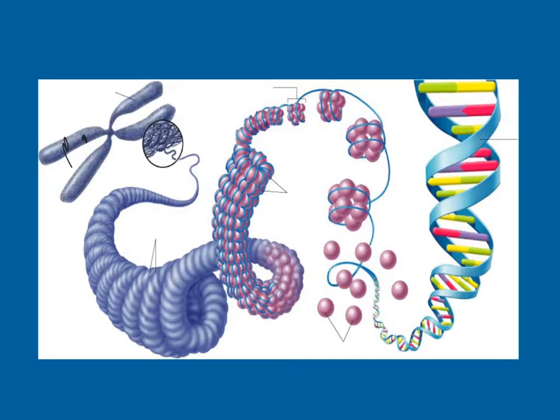The thread-like structure is called chromatin, or you also hear it referred to as chromatin, is the thread-like structure with DNA wrapped around a protein, which would be histone.